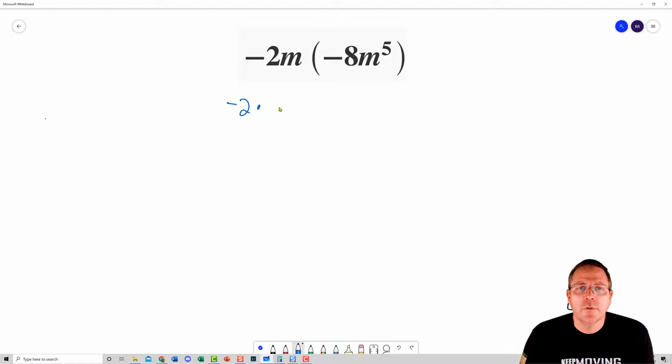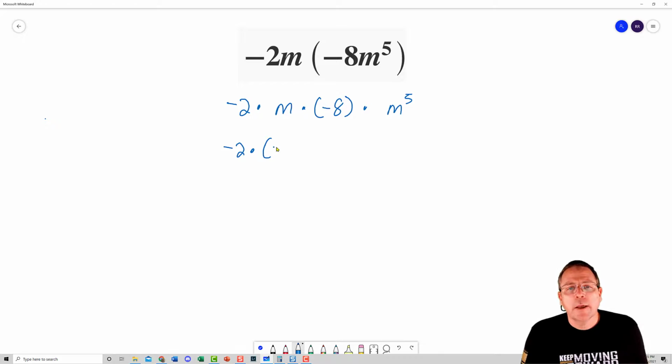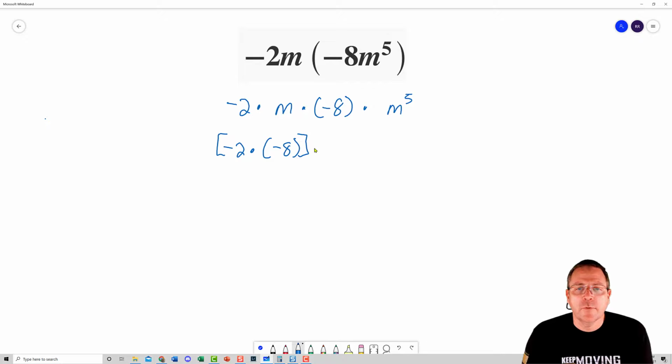So I'm going to do negative 2 times, with the multiplication dot, m times, in parentheses, the negative 8, and then times the m to the 5th power. Now we didn't have to have parentheses around the m. The whole reason that parentheses was there was to keep that 8 from murdering the m in front of it. So from here we're going to use our commutative and associative properties. So now I have negative 2 times a negative 8, and I'm going to put these in brackets because I had parentheses right there. And of course, that all is going to end up being times m to the 5th.